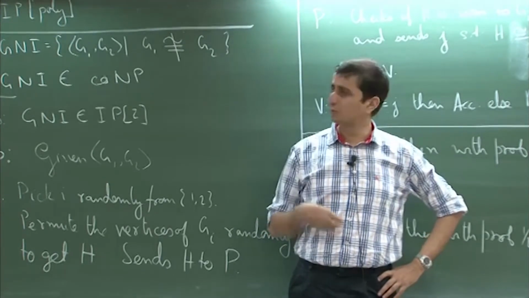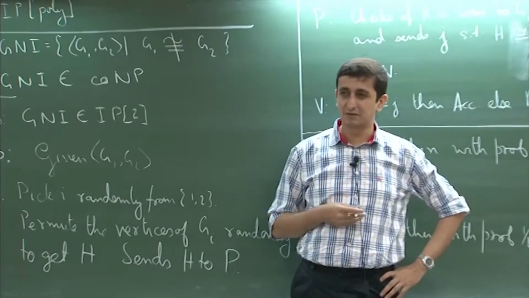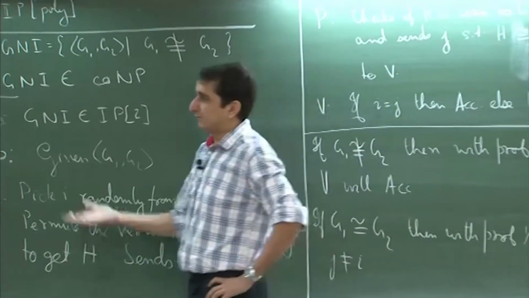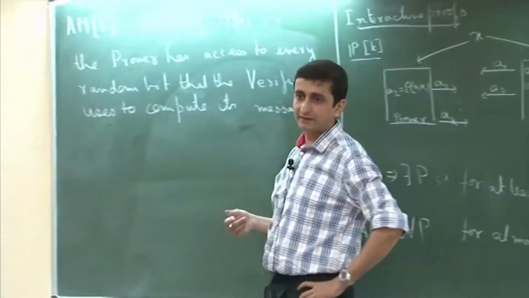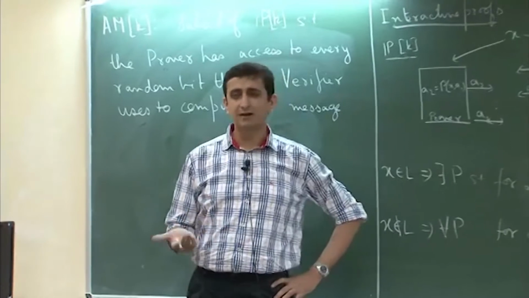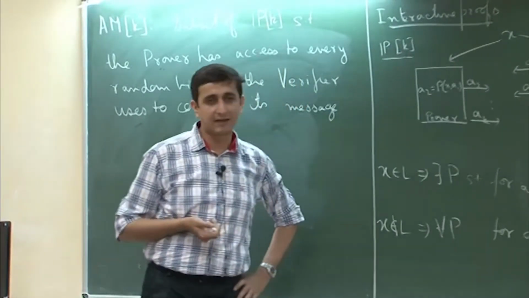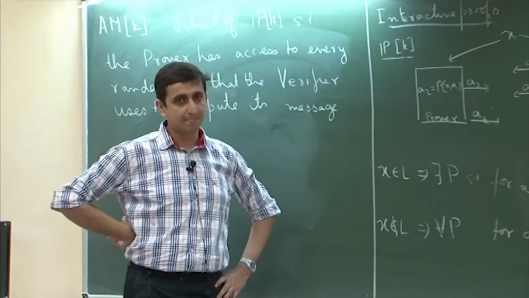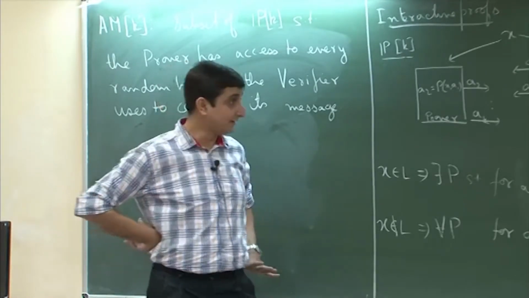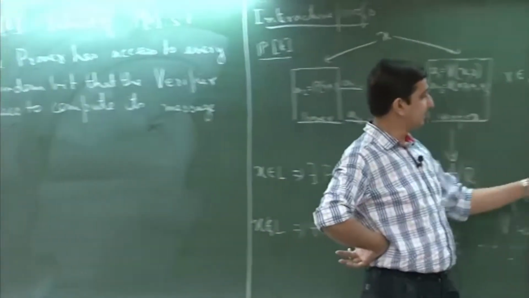Yes, he can remember. Both of them can remember early coin tosses, because the prover has unlimited computational power, so he can remember anything and do anything. Even the verifier can remember earlier coin tosses because it is a polynomial time machine, so he can store those bits in some tape. But the point is that now this kind of a thing cannot happen.